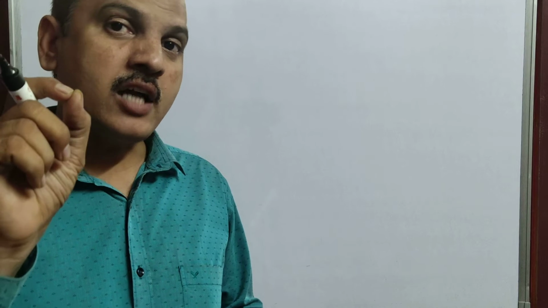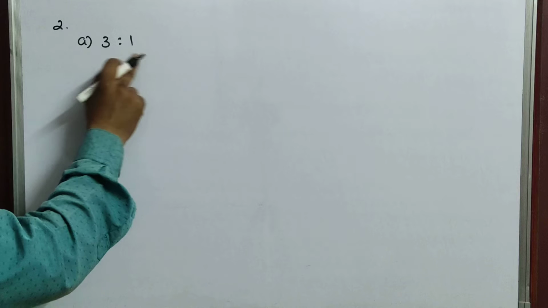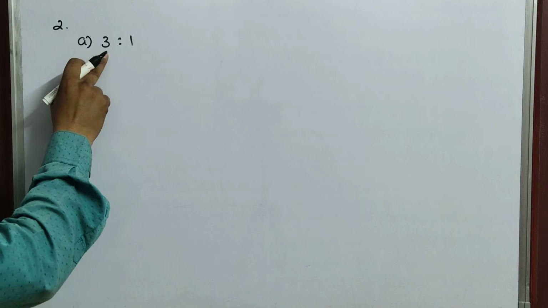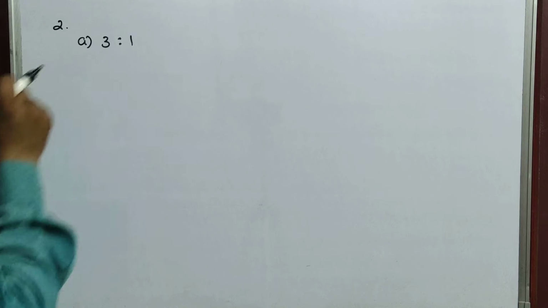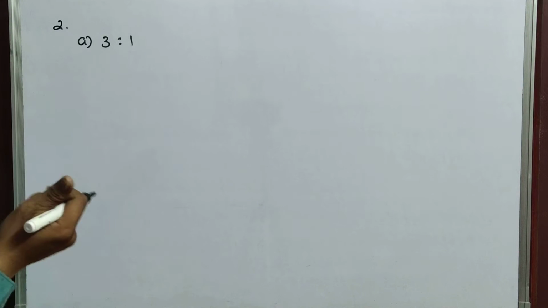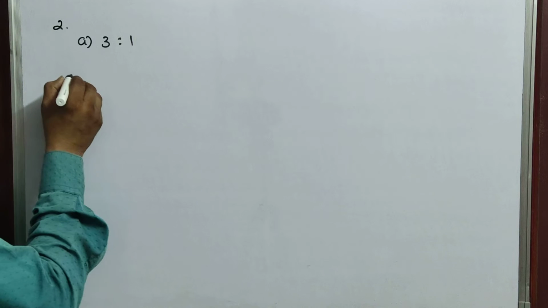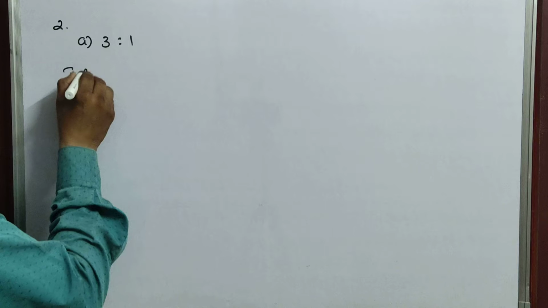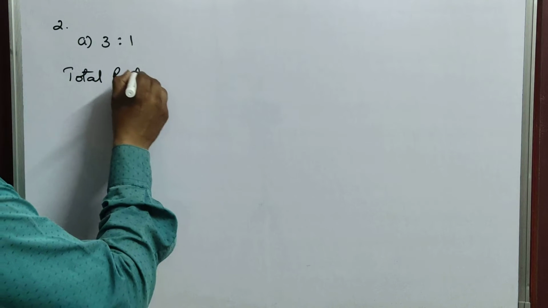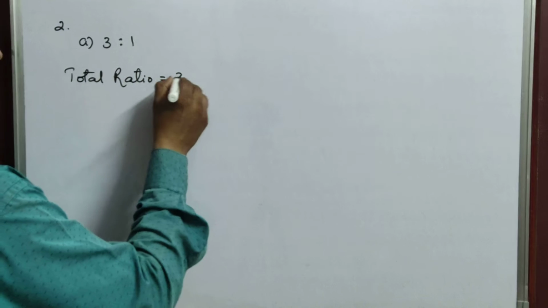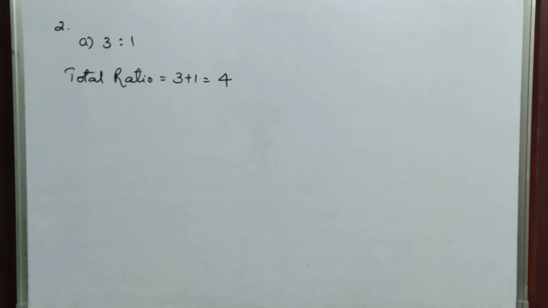Convert each part. Part in the sense, we have to see how much part it is. The 3 is a part out of how much? The 1 is a part out of how much? So for that, what to do, first we have to find the total ratio. The total ratio equals 3 plus 1. So total 4. So total ratio how much? 4.